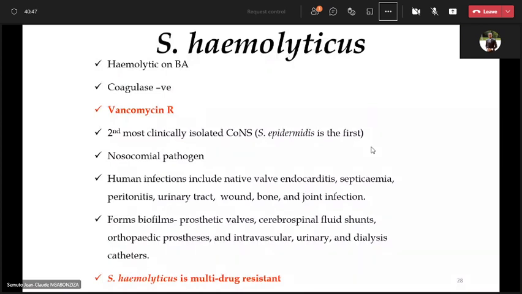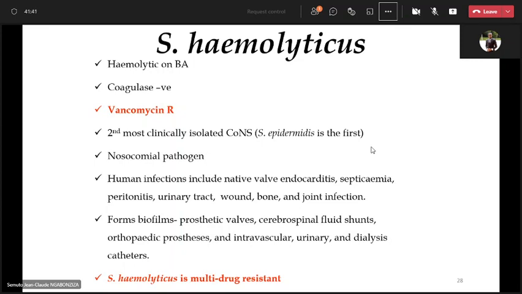And it is the second clinically isolated coagulase-negative Staphylococcus. You have Staph epidermidis, which is the first, and Staph haemolyticus, also coagulase negative. It is a nosocomial pathogen, so it is mostly acquired in the hospital. Infections include native valve endocarditis, septicemia, and also mostly foreign bodies, as we said. It forms biofilms, especially on these devices. And this biofilm is really resistant to many antibiotics, always multi-drug resistant. So it's hard to treat, difficult to treat.